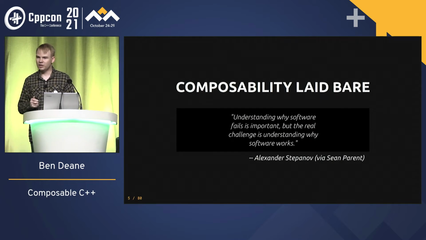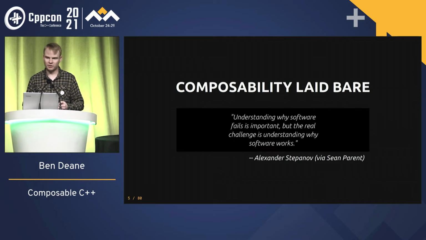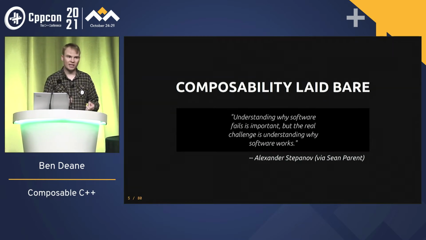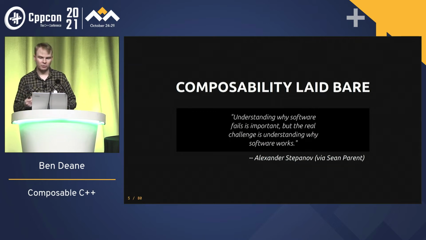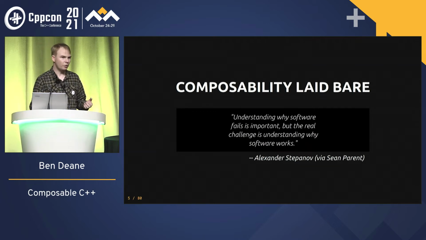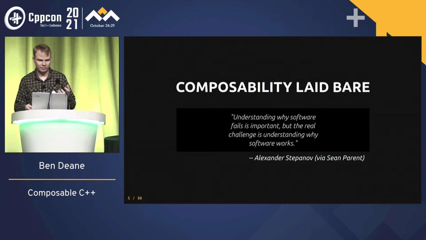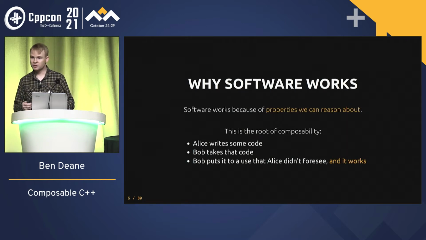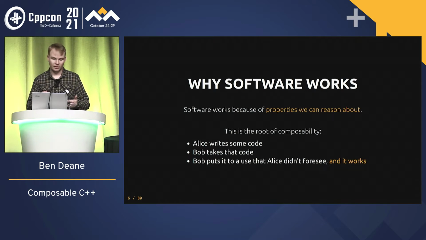This quote really brought it home to me. This gives us the answer to what is composability. So, we debug software a lot. We get to understanding why it fails. The real thing is, why does it work? It's a very deep kind of question. So I thought about this for a long time. Here's the thesis I came up with for this talk. Software works because of properties we can reason about. And this is the root of composability.